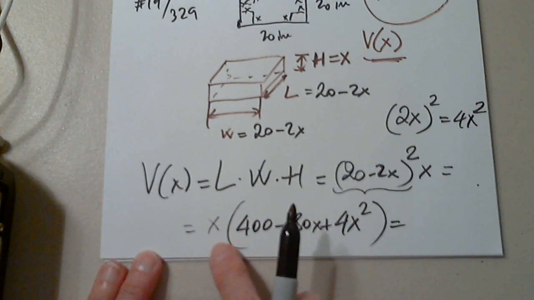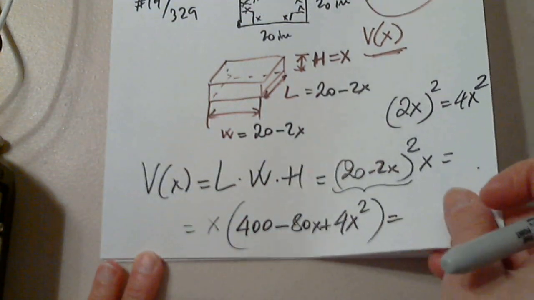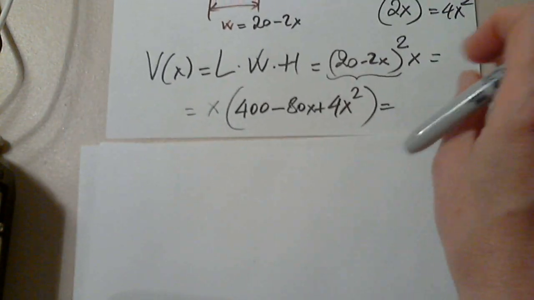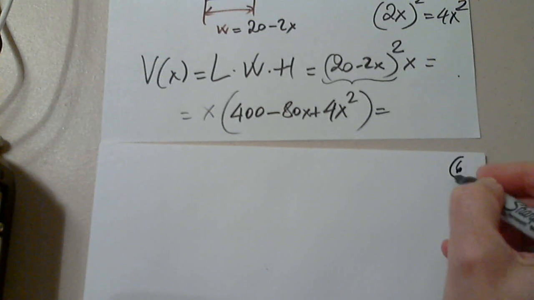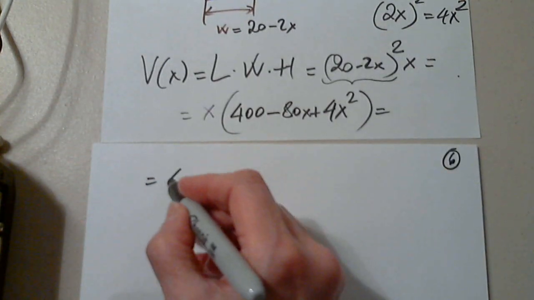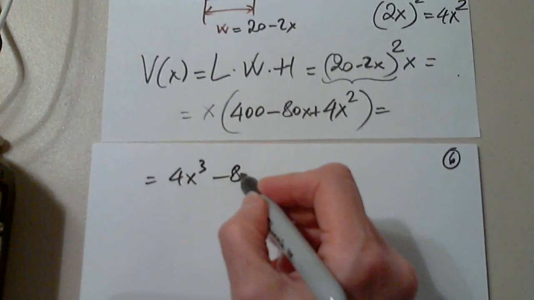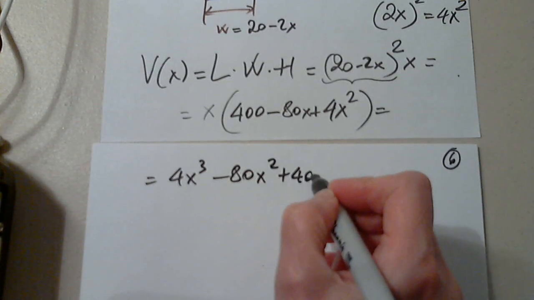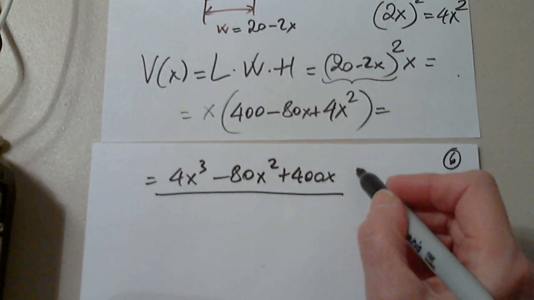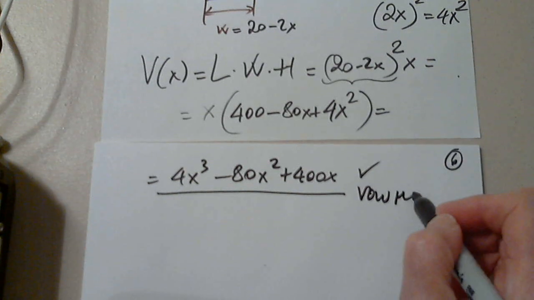Good. So now we distribute x, and we found our function. This is the volume function. Okay, so that's page 6. So this is 4x to the third minus 80x squared plus 400x in the correct order. So this is the volume function.